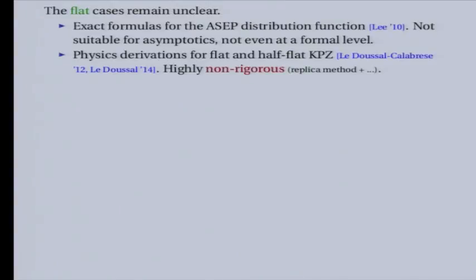But the problem with that formula is that you can't do asymptotics with it, not even formally. It's very far from something where you know what critical points analysis you have to do. It's pretty much unmanageable. There's a related work, more recent, on the KPZ case, by Calabrese and Le Doussal, two physicists. And this is a completely non-rigorous derivation.